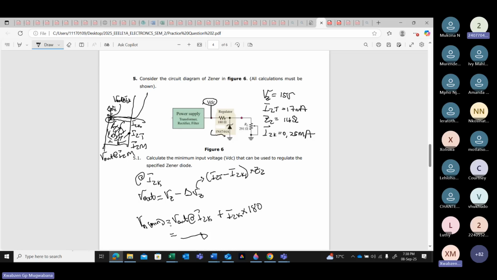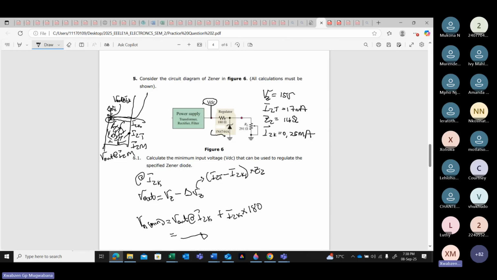Yes. So now, for us to find the minimum, what is the minimum value that we must put into our circuit so that the Zener can start regulating? That's why here it says, calculate the minimum input voltage VDC, which is this one, that can be used to regulate the specified Zener diode. At its minimum, what must be the value of VDC so that this Zener can start regulating? Oh, okay.